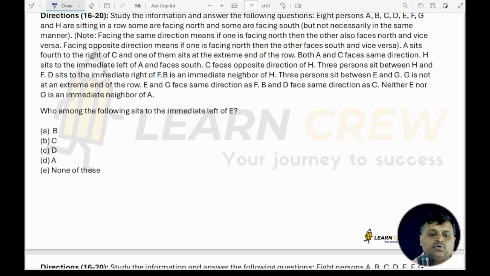A sits fourth to the right of C. So there are how many persons in total? 8 persons: 1, 2, 3, 4, 5, 6, 7, 8. A sits fourth to the right of C, and one of them sits at the end of the row. So it can be A or C.